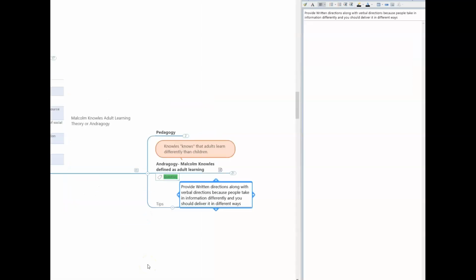Here's a quick tip. Provide written directions along with verbal directions because people take in information differently and you should deliver it in different ways.